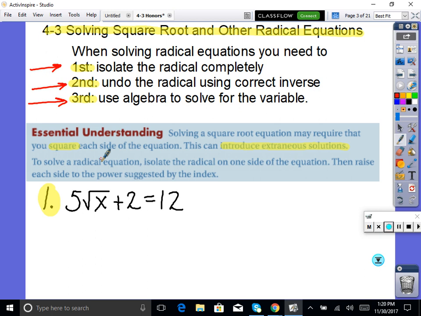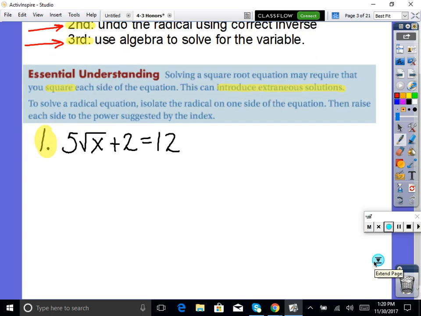Now remember, an extraneous solution just happens because we're manipulating this equation so much that we might get a new derived equation, but it's not truly a solution of the original. So we just check our answers. So isolate the radical. Won't I subtract 2? Yeah. Then divide by 5, right? Yeah. So root x equals 10 divided by 5 is 2. Now undo the radical. So how do we undo the square root? Square both sides. X equals 4.